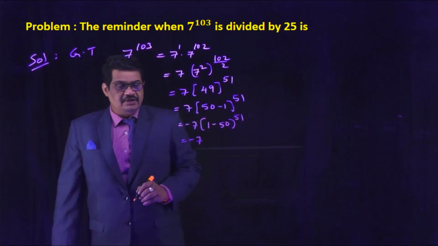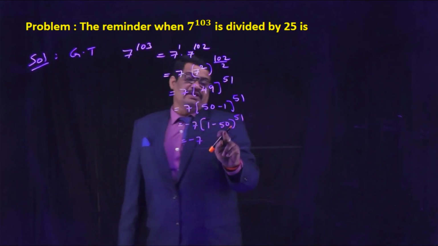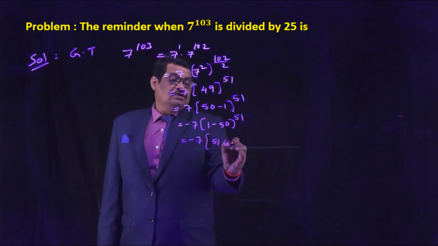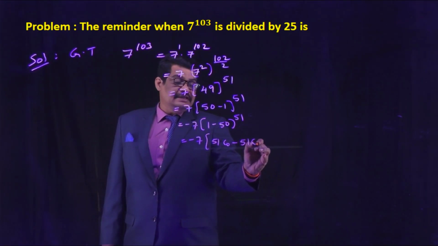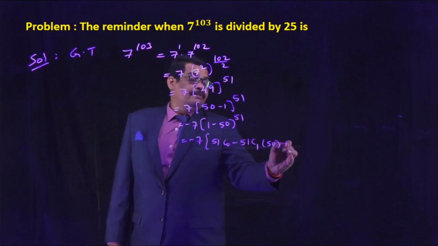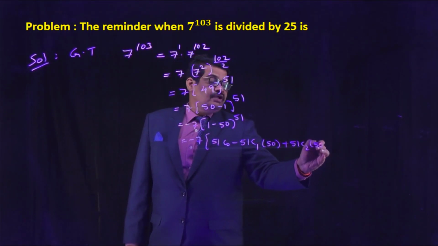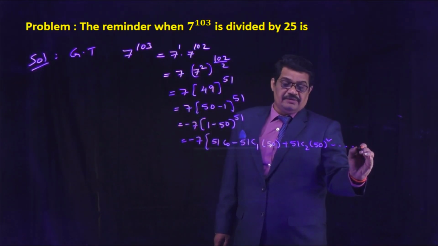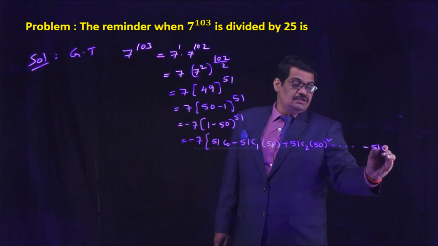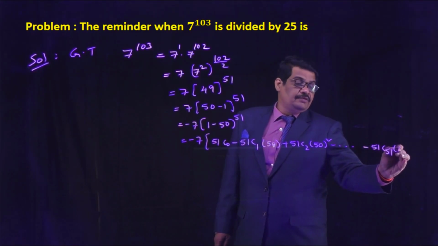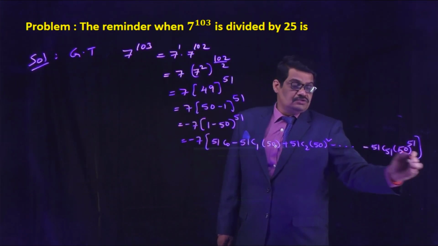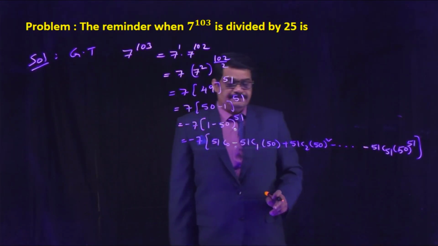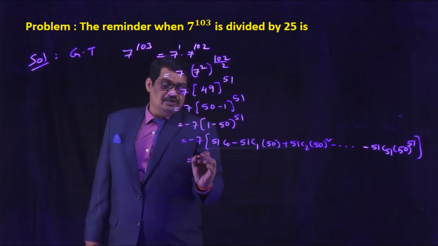Here minus 7. So now we are writing the 1 minus x whole power n expansion, that is 51C0 minus 51C1 50 plus 51C2 50 square and so on. We are writing the terms plus or minus. The last term is minus 51C51 50 to the power of 51, so this is minus 50 to the power of 51, that is we are getting minus here. That is equal to minus 7.